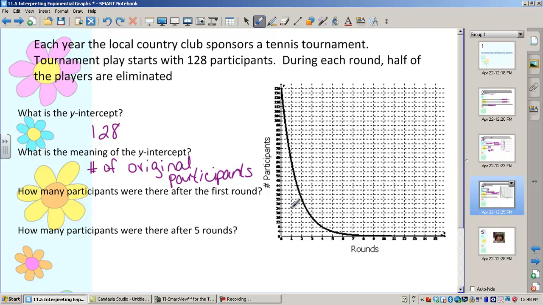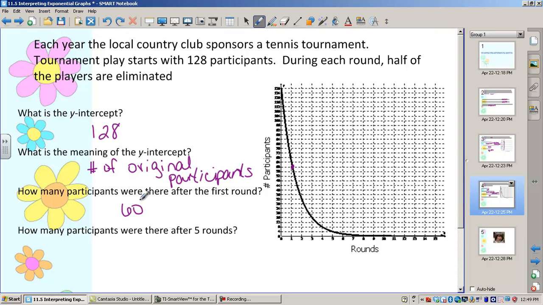So you're going to go up here, x equals 1. You hit the graph about right here. And again, these numbers are really hard to read, but it goes by 2s. And as I'm looking at my graph, I have to take that back. It goes by 4s. There's 4, 8, 12, 16. And so this is 52. This is 56. And so this is 60. And so after the first round, there were only 60 participants left.